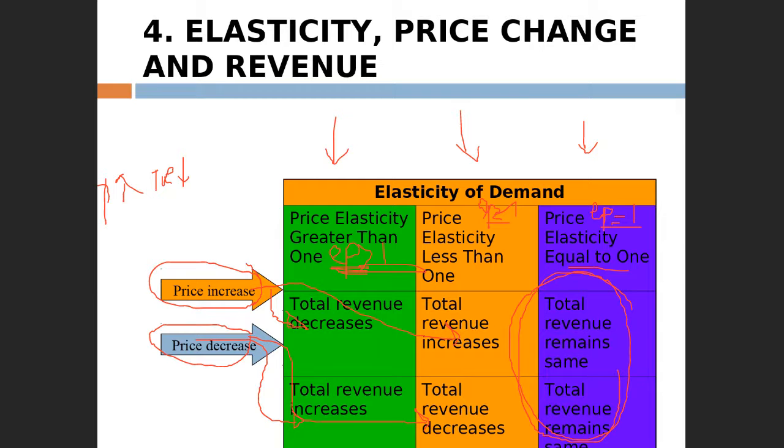When it's the green column, that is price elasticity is greater than 1, elastic demand, the relationship between price and total revenue is inverse. Okay? But in the orange column, in the inelastic demand condition, the relationship between price and total revenue is direct or positive, so they both go in this direction or they both go in this direction.